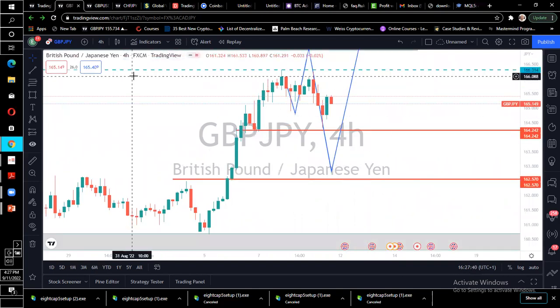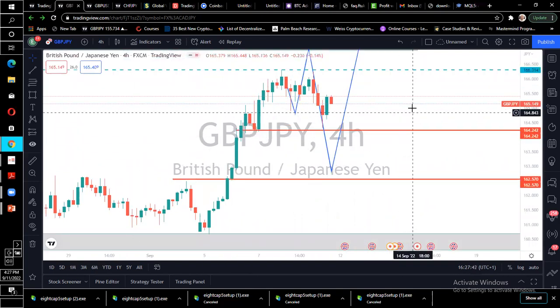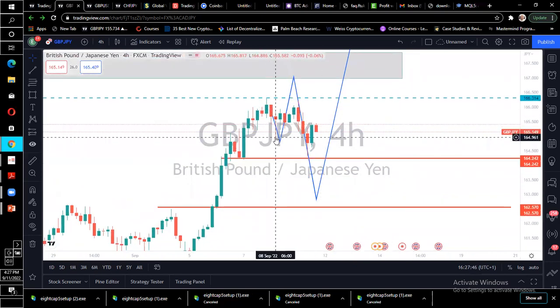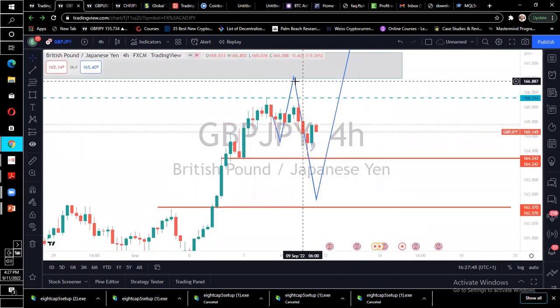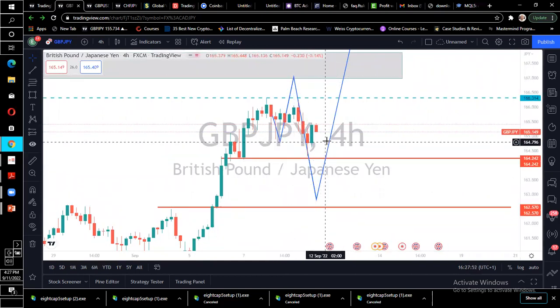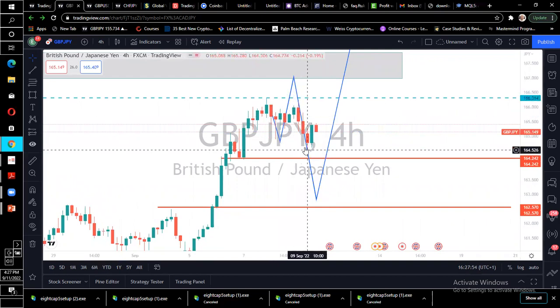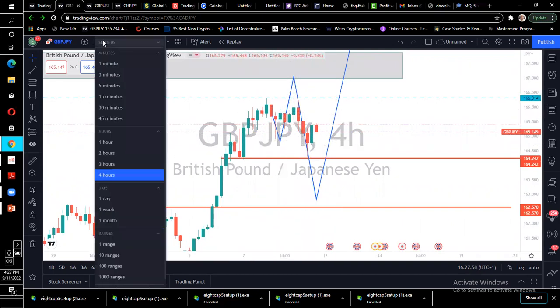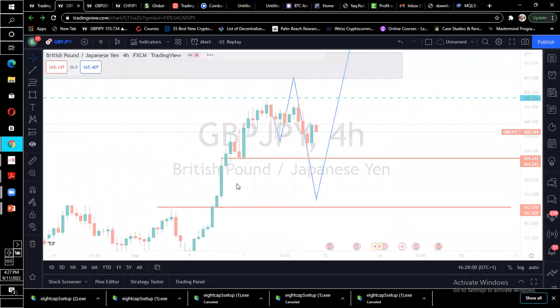GBPJPY, sorry. GJ, we'll analyze this. All right, this was what we're expecting. We're gonna see them come here, then go up, take away this level, then come down. But as you can see, they just did this, so they didn't do much there. Let's go straight to daily time frame.